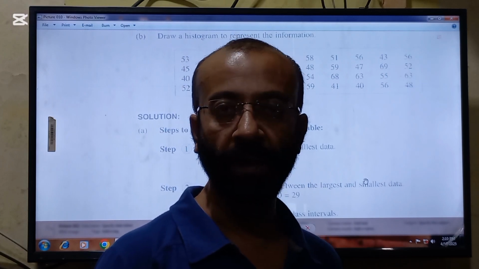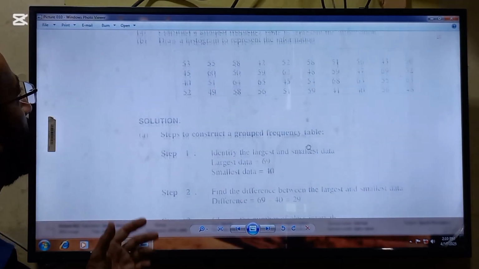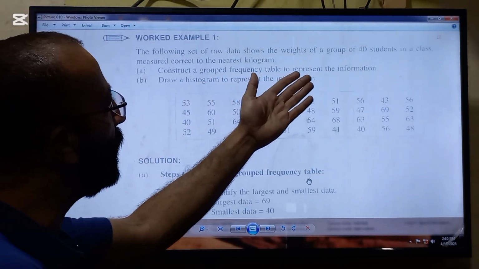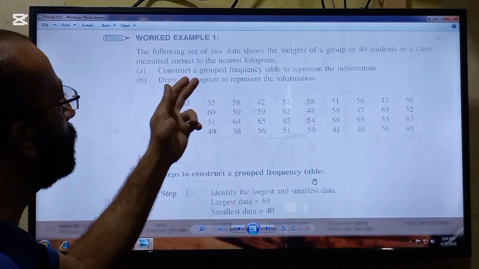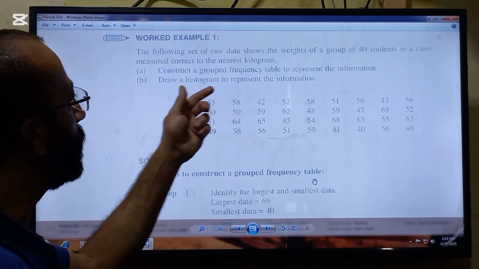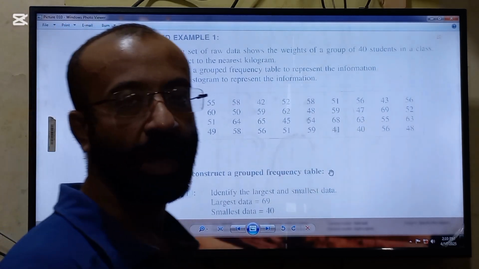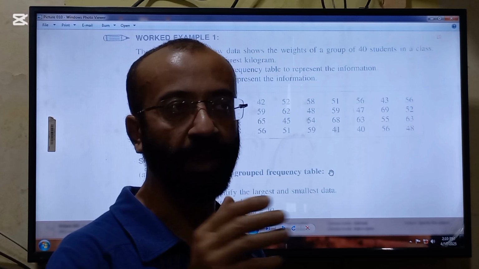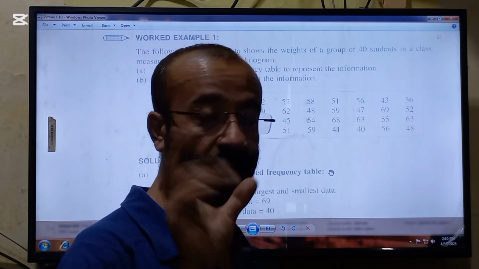Now we are going to solve a question that will make our concepts more clear. For example, here is a question: the following set of raw data shows the weights of a group of 40 students in a class measured to the nearest kg. Construct a grouped frequency table to represent the information. So the first type of question is when the class interval is not given by the examiner and we have to decide the class intervals by ourselves.